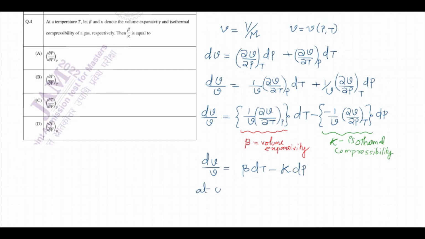At a constant V, the LHS becomes 0, that is beta dT equals K dP, or beta by K is dou P by dou T at constant V. So this is the expression for beta by K. So the correct option is option A.